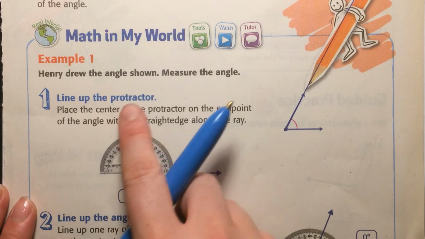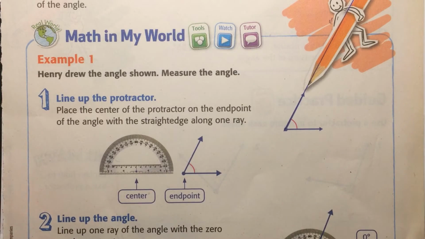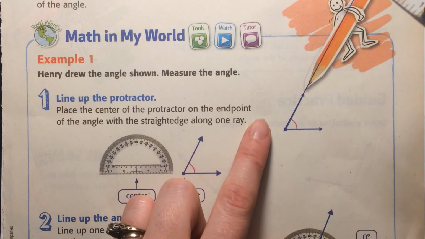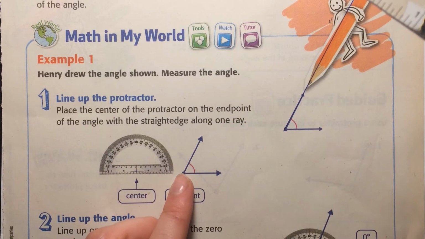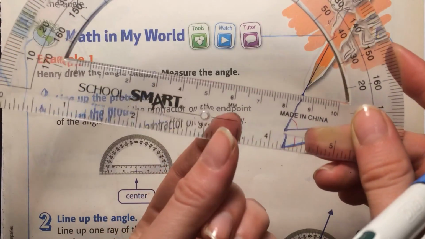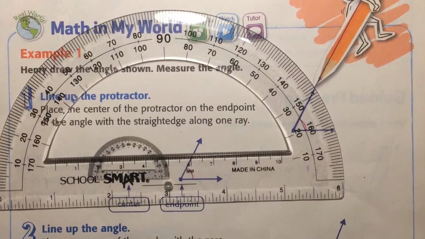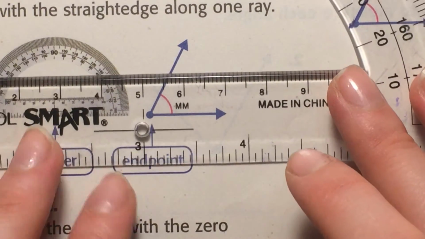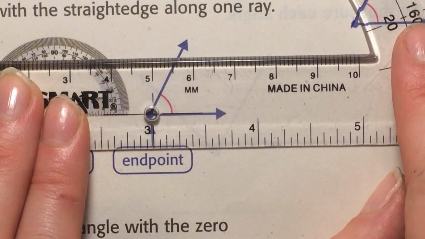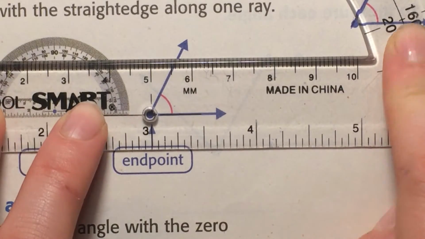Okay, step 1. Henry drew the angle shown, measure the angle. So step 1 is line up the protractor. Place the center of the protractor, this part, on the end point here of the angle with the straight edge along one ray. Okay, so we need to line up this little tick line with our point. So I'm going to zoom in here, line that up perfectly, and see how this clicks into place. Nice. Okay, so now I could measure.